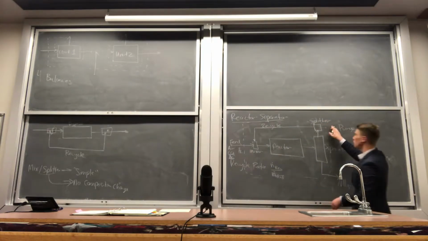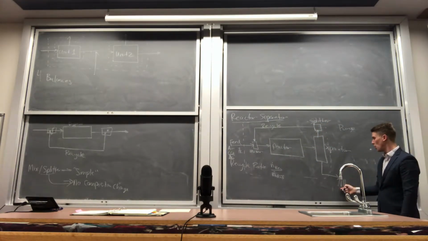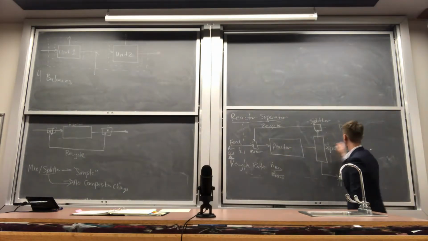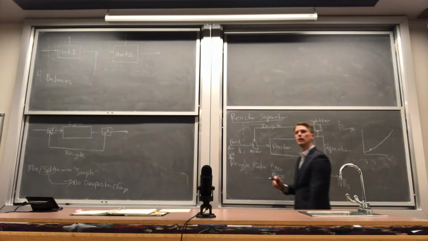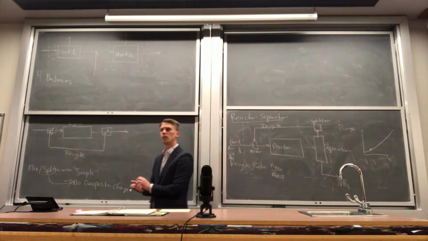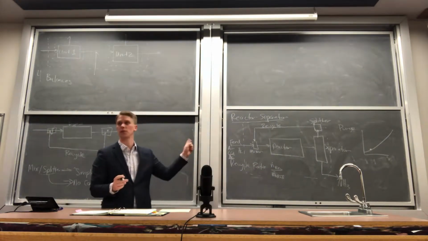So what happens is if we don't have a purge stream and we do the individual species balances, we'll notice that we'd have an accumulation term. And so the concentration of argon in the reactor as a function of time would just continue to increase. It would be displacing volume of the reactor that could be used for effective chemicals. So you have to throw some material away in a purge.